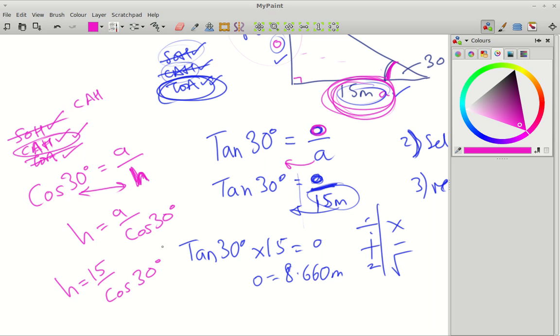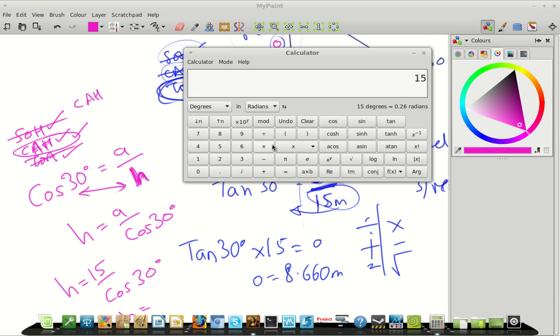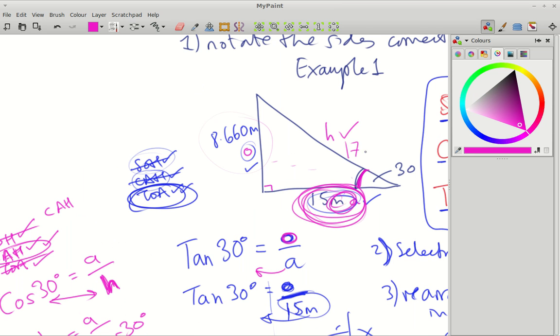So we need a calculator for this in order to work out H. So it's going to be 15 divided by cos of 30 degrees. Make sure your calculator's in degrees. Equals 17.321 meters. We know it's in meters because the question was given in meters. So we've just worked out that H is 17.321 meters. Now that makes sense because H is the longest side and 17.321 is longer than 15.